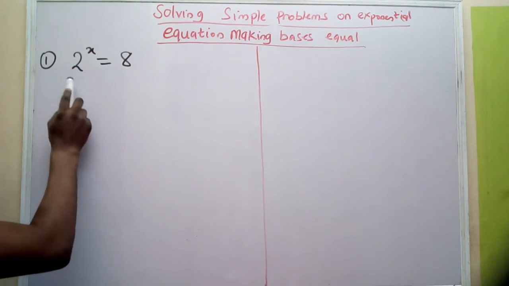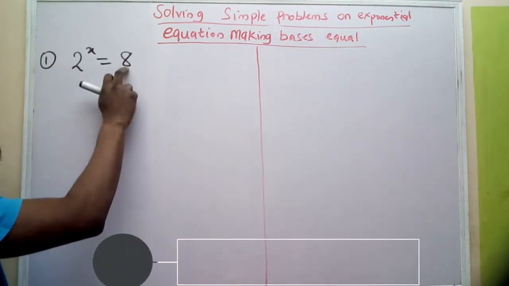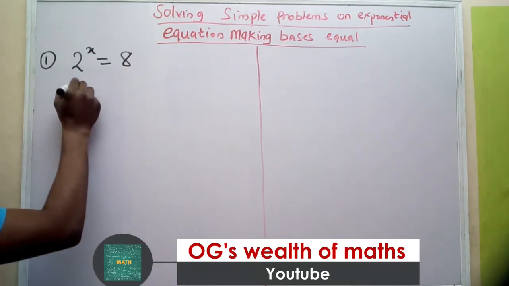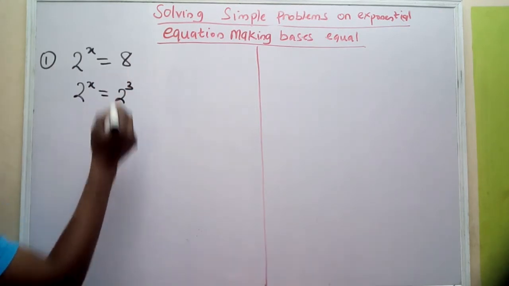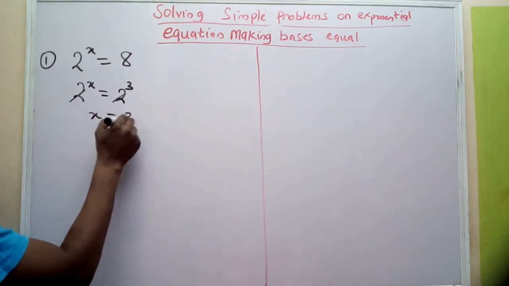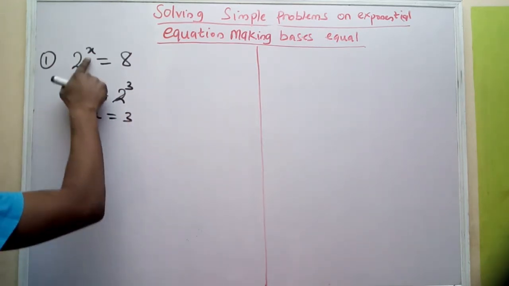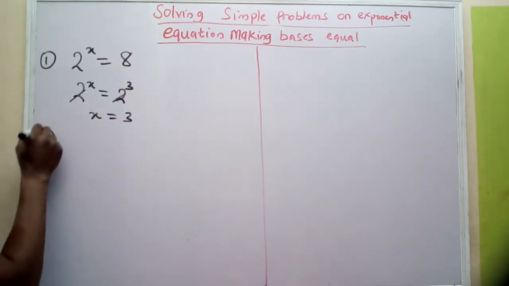If you look at the left-hand side of the equation, this is 2. So I need to make this base 2 as well. In order to achieve that, 2 raised to the power of what will give me 8? Obviously, it is 3. So if I strike out the bases, x is 3. If I want to check whether I'm correct, just plug the value of x into this expression, and it gives you 8.